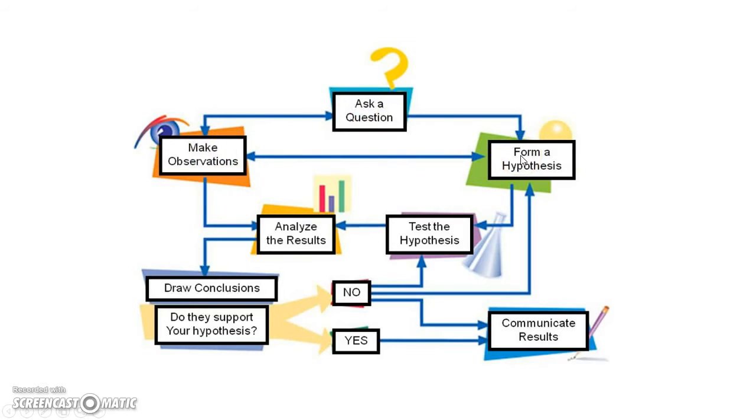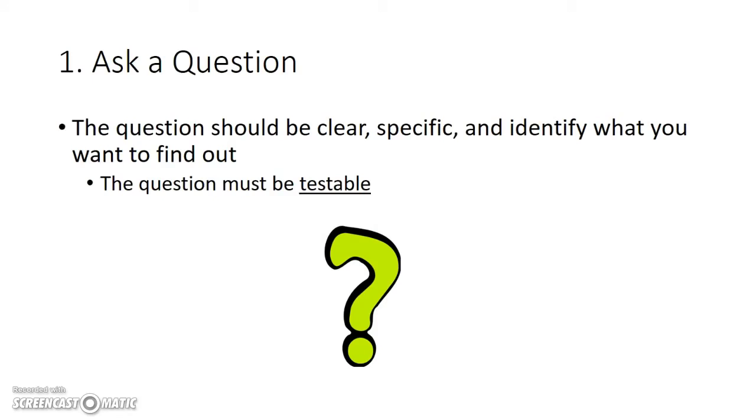You can draw conclusions, or you can start to ask a question, make observations, then form your hypothesis. So there's not really one set way that you can complete the scientific method. You can go from spot to spot. There's a recommended way, but there's no set way. So the first step in the scientific method is to ask a question. And the question should be clear, specific, and identify what you want to find out. And it must be testable. Testable means that if you do a scientific experiment, you can find the answer by doing that experiment.